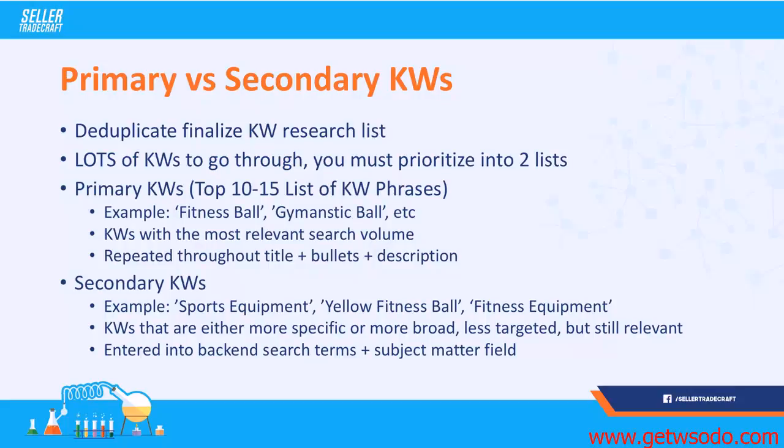And so these tend to be keywords that are easier for you to rank for, but definitely have less sales volume. And so where you'd enter these keywords is into the backend search terms or the subject matter field. And these tend to be longer tail and less competitive. So it's still very important, and it's great for generating additional traffic. But again, the primary keywords are the ones that you want to target. So having them broken out into these 2 definitely makes it helpful for you to organize.